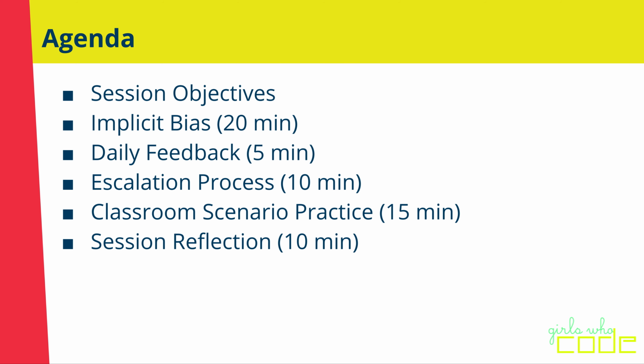So first we'll review our session objectives just like every other session. Then we will spend the first part talking about and reflecting on implicit bias and our own implicit biases. This is really important because it'll set us up for the other components of this session and how we can provide great support in an equitable way for all of our students. We'll continue on by reviewing daily feedback and talking about the escalation process, and then you will spend time digging into some different classroom scenarios and thinking about how you would respond to them, and you'll complete your session reflection form.